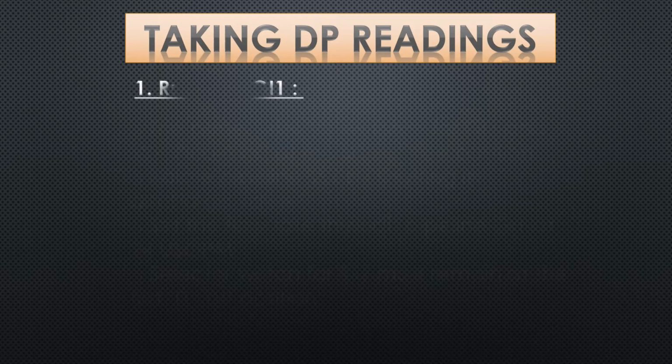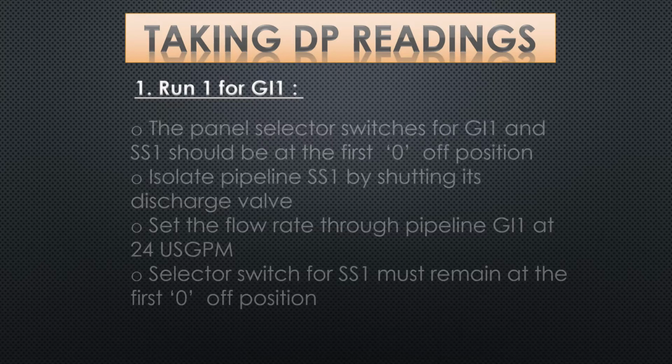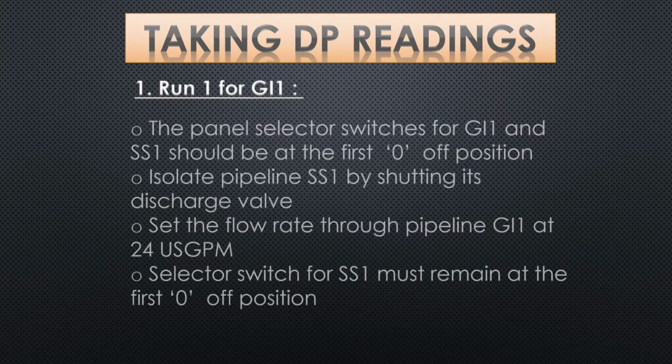Now I will explain an example of how we take the DP readings. For run 1 using GI1, we need to make sure that the panel selector switches for GI1 and SS1 are at the first 0 position. Then we need to isolate pipeline SS1 by shutting its discharge valve located upstream of PG3. Next, we need to set the flow rate for pipeline GI1 at 24 USG/PM by regulating the pump bypass valve, and make sure that the selector switch for SS1 remains at the first 0 position throughout this run.